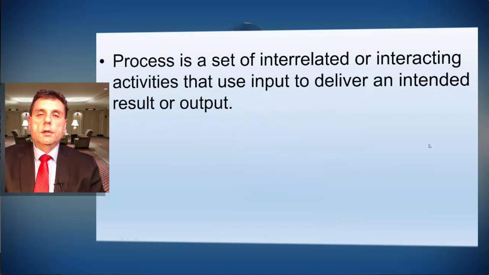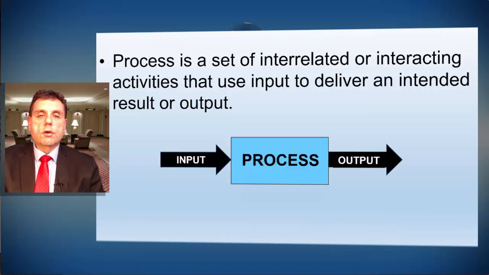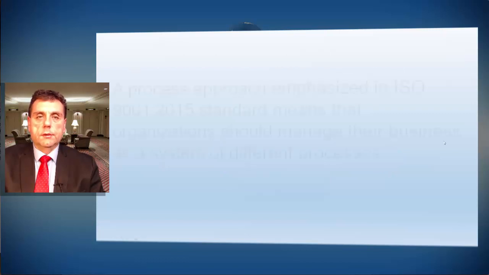Okay, by the definition, a process is a set of interrelated or interacting activities that use input to deliver an intended result or output. So graphically, we could say that we have an input that goes into the process, and what comes out from the process is the output.